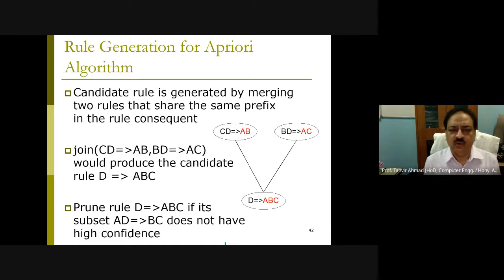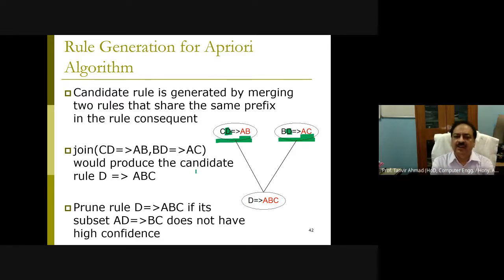Now, in summing up, a candidate rule is generated by merging two rules that share the same prefix in the rule cluster. Now, if I have these two rules, I can generate one rule because you find that D is common over here. And what I can do is take the A, or I can generate over here D equals ABC. Now AB will come here and AC will come here. I can generate that D follows ABC is generated from these two rules if they have a common prefix.